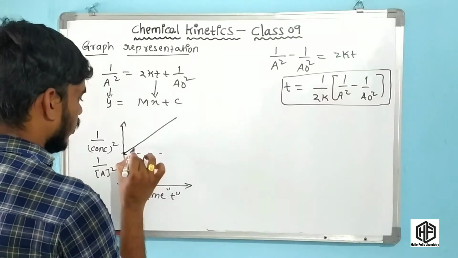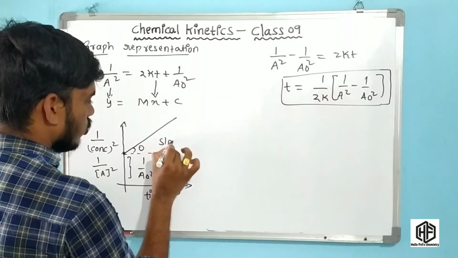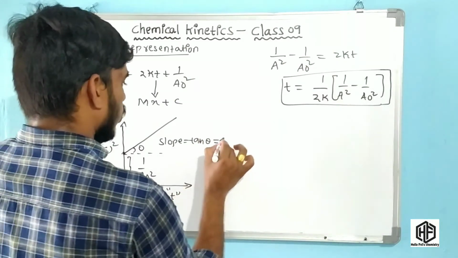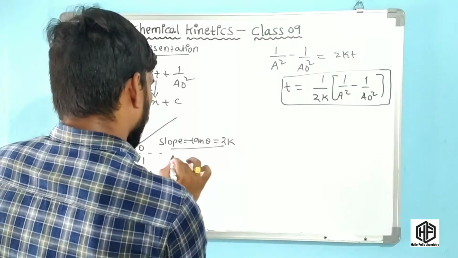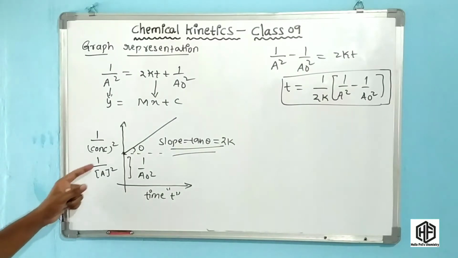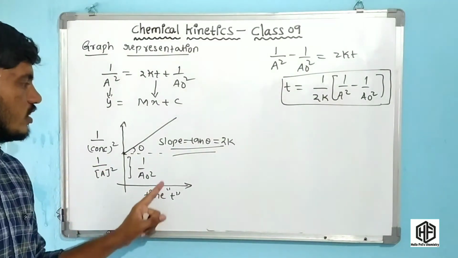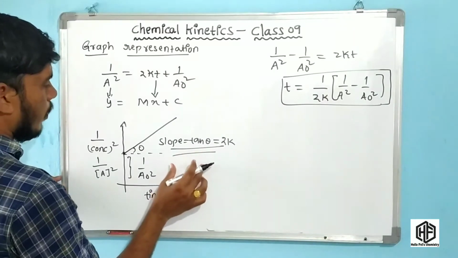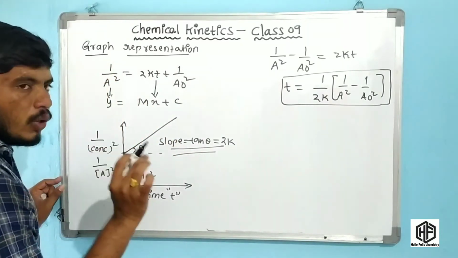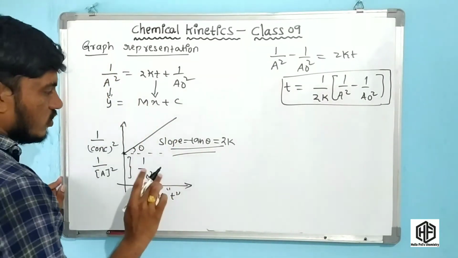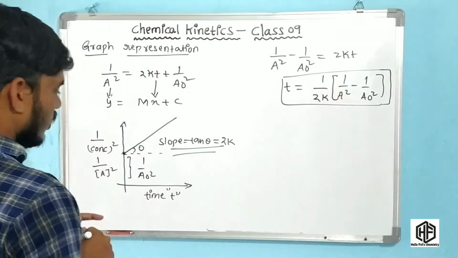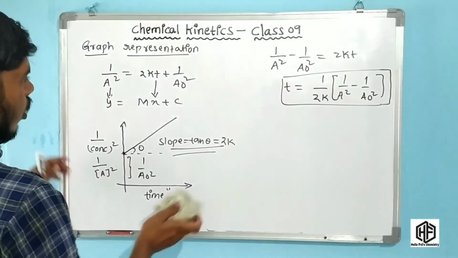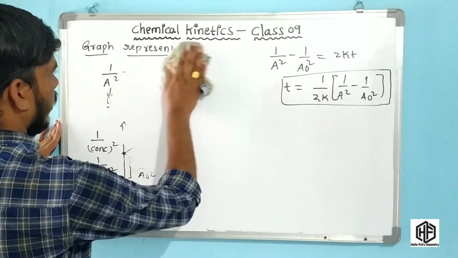Now this is theta, and slope is equal to tan theta is equal to 2k. For 1 by concentration square versus time, the slope is equal to 2k, a positive slope. This is the graph representation of third order kinetics. Okay, friends, this is clear. Finally, I am going to talk about the half-life of the third order reaction.